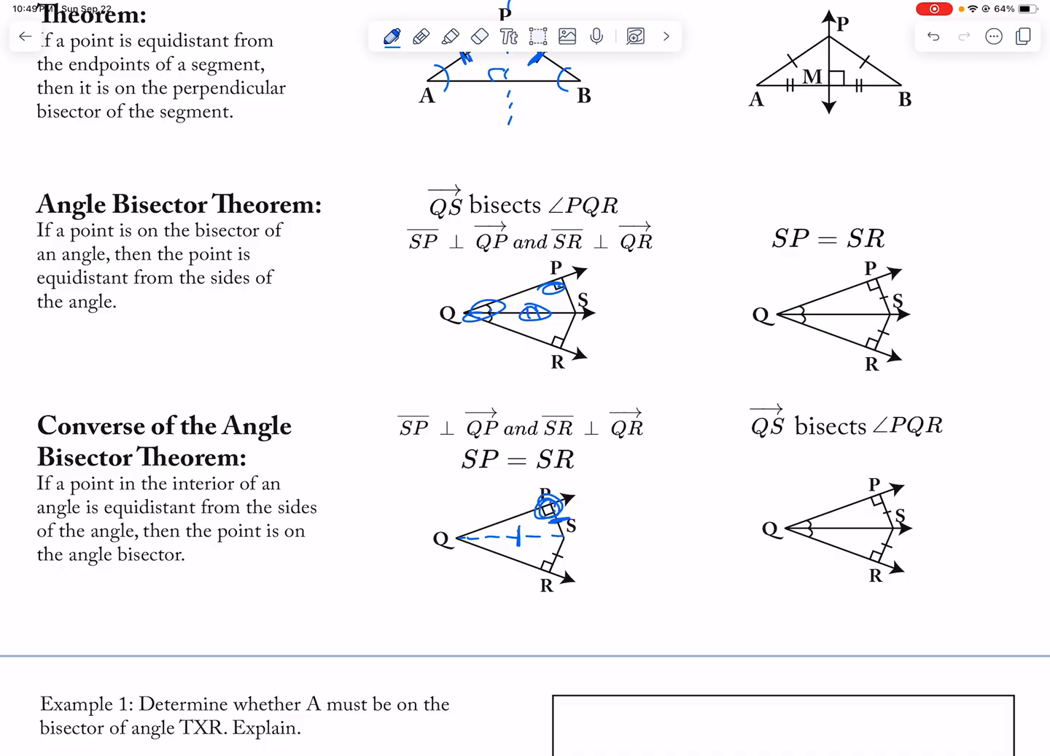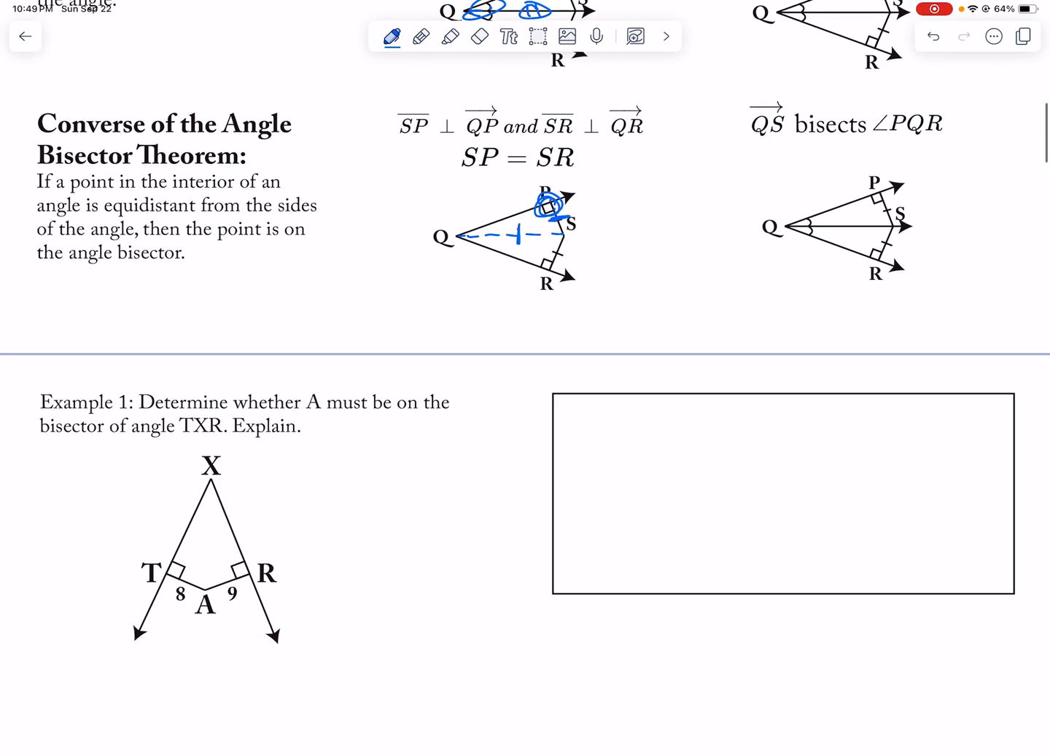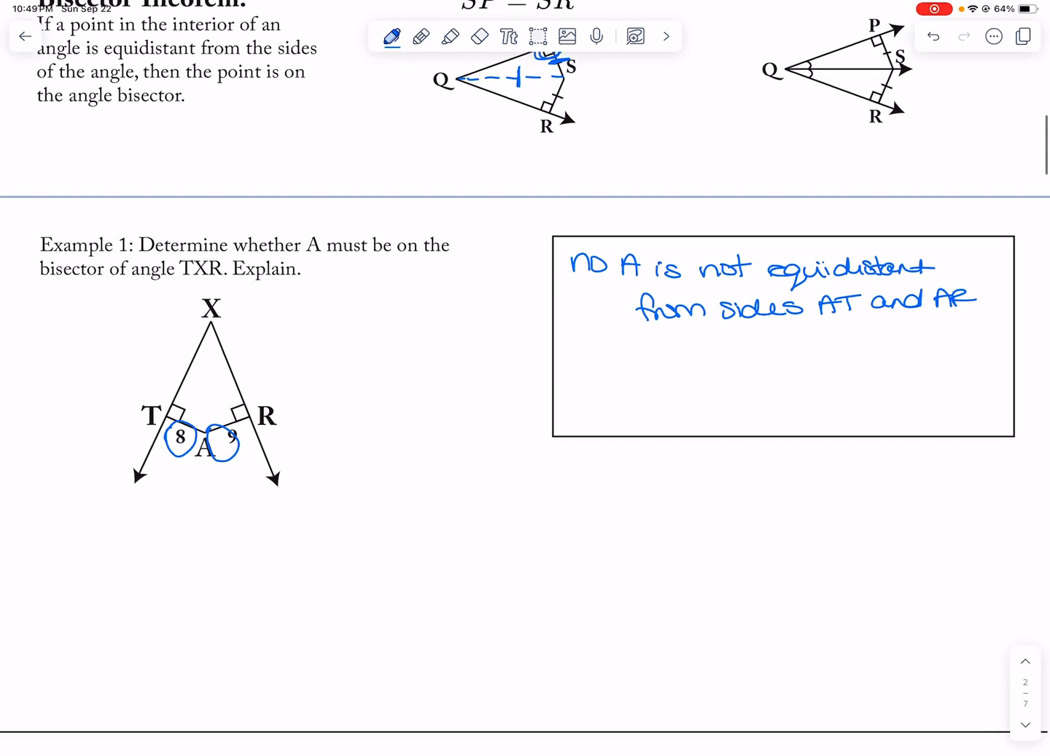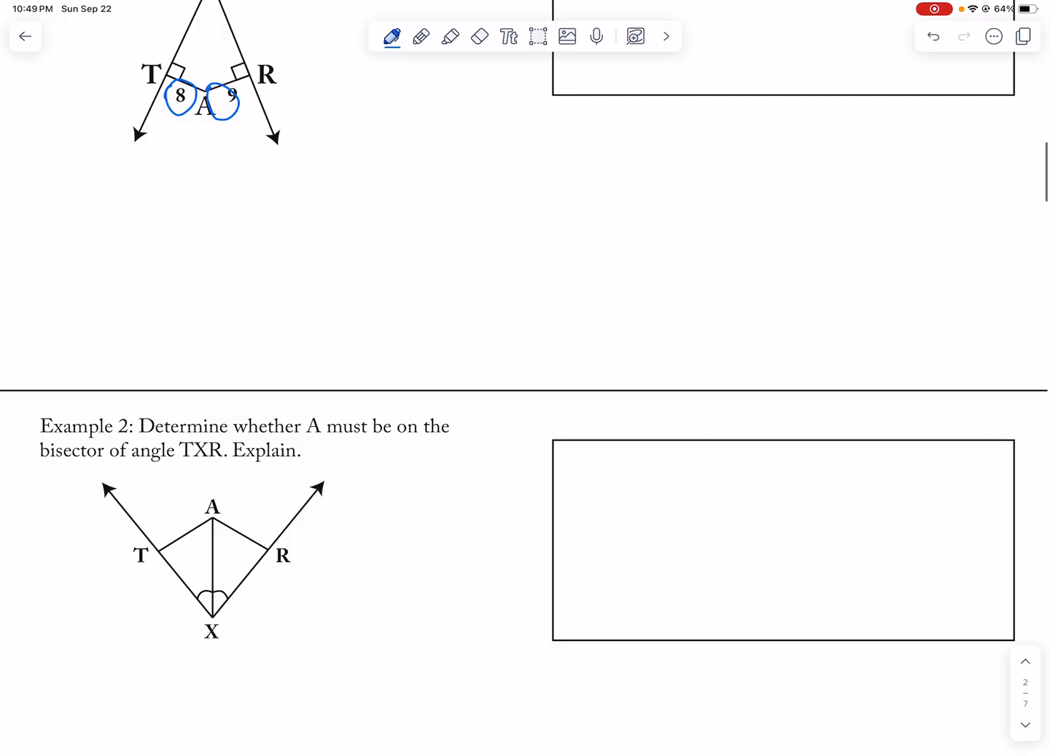So, determine whether A must be a bisector of this angle. The answer is no, because 8 and 9 are not the same value. So no, A is not equidistant from sides A to T and A to R, or equidistant from the angle, so it doesn't split it in half.